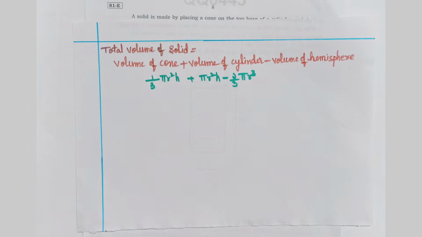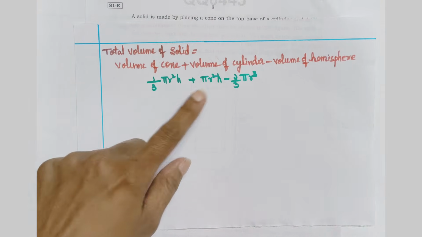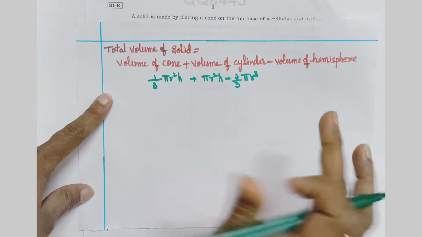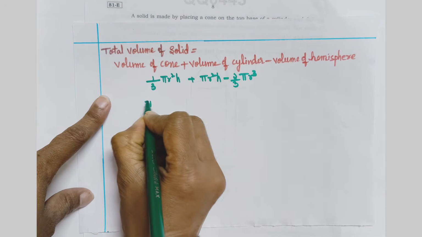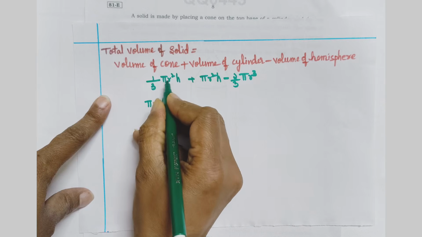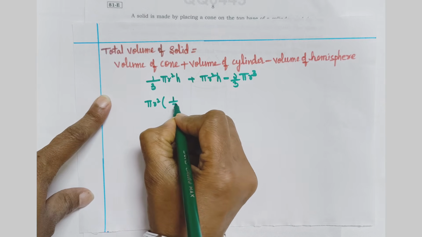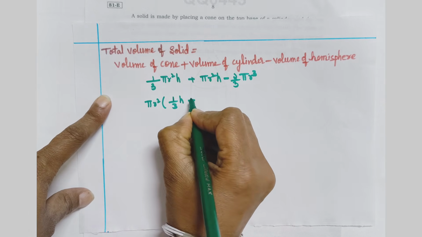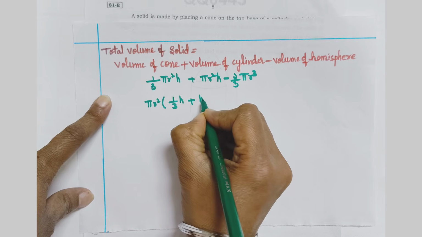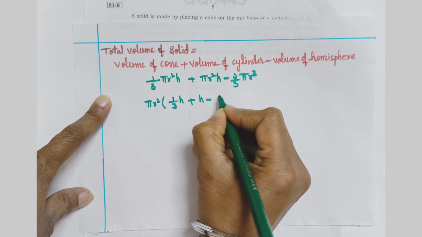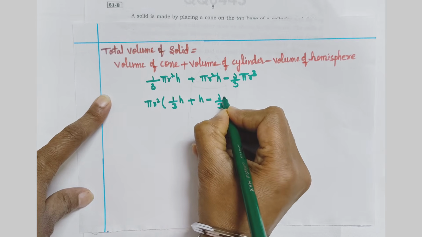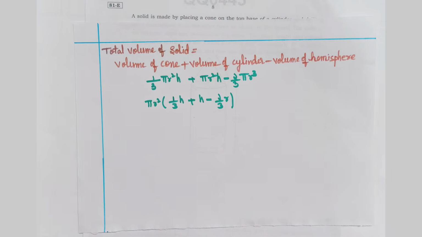In this one, is there anything common? See, pi r square, pi r square, pi r square. So now we will take pi r square common. Here pi r square common means 1 by 3 h remains, plus here pi r square common means h remains, minus here pi r square common means 2 by 3 r remains. Now we will apply the values.